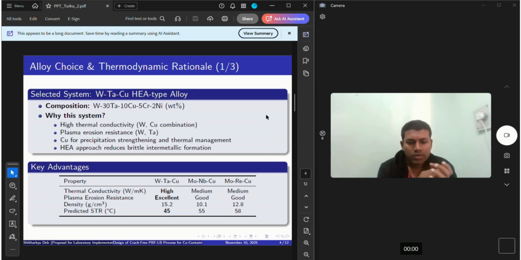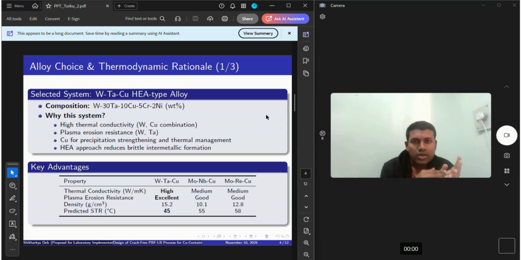Then comes copper, which serves three critical functions. Copper has a low solubility in tungsten and tantalum, so it will precipitate out as fine particles during cooling or heat treatment. Next comes thermal conductivity: copper's excellent thermal conductivity, around 400 watt per meter Kelvin, complements the tungsten matrix. Next, copper overall lowers the melting point and improves laser absorption during printing.